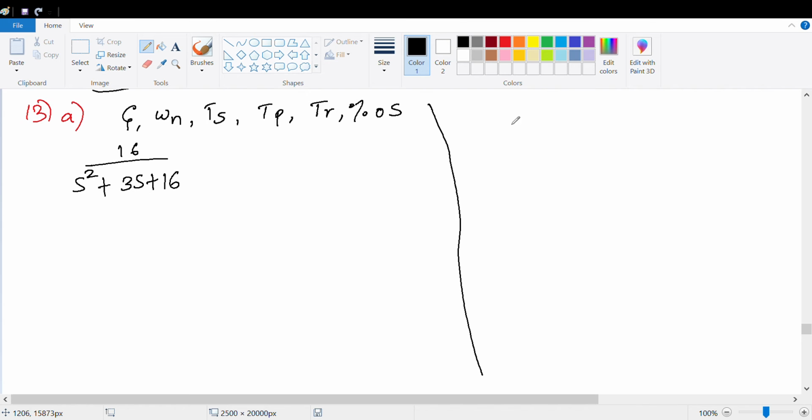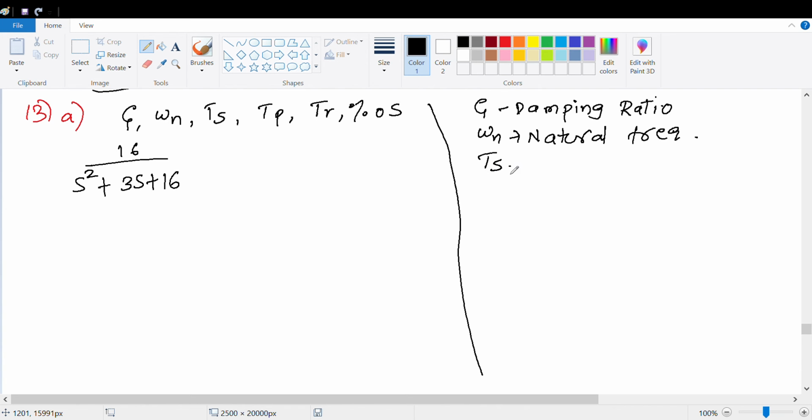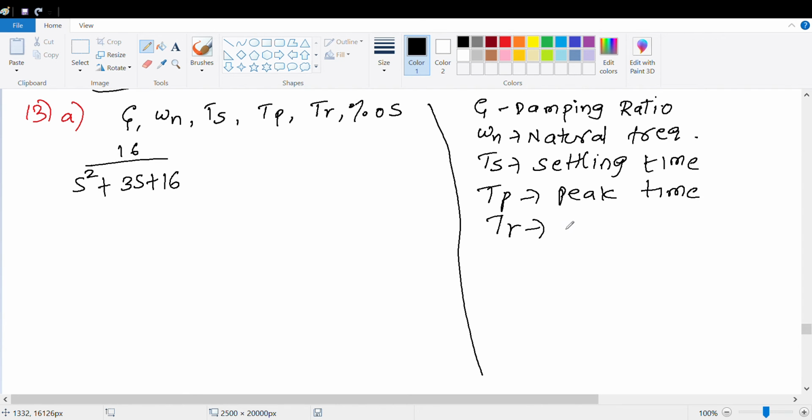So zeta is the damping ratio, omega n is the natural frequency, ts is the settling time, the time at which the signal settles, tp is the peak time, the time at which the response is maximum, and rise time is the time at which the response is rising. Percentage overshoot is called overshoot. I will show you now.